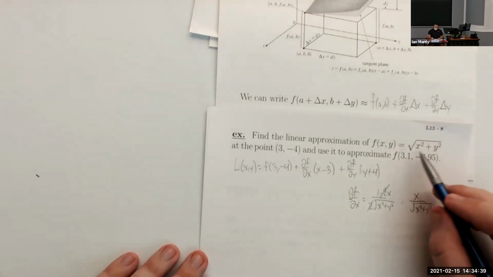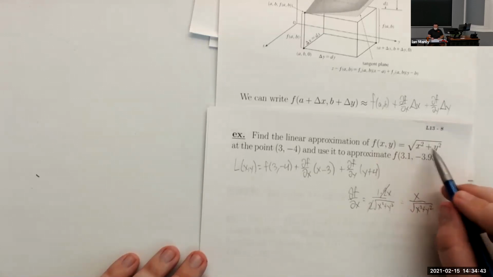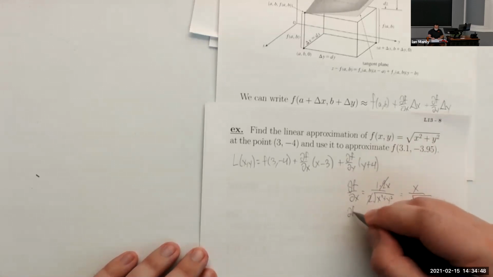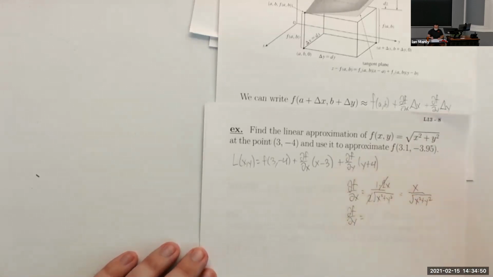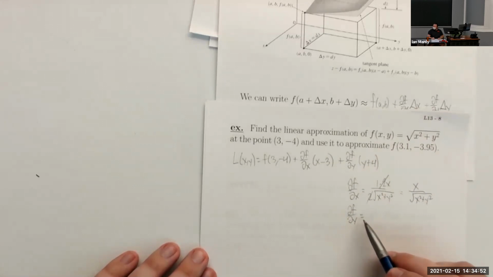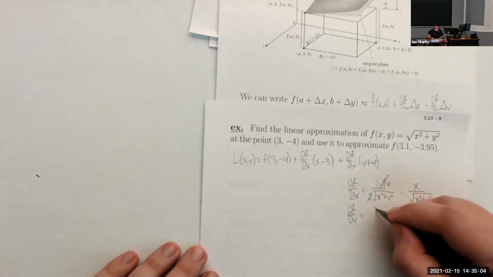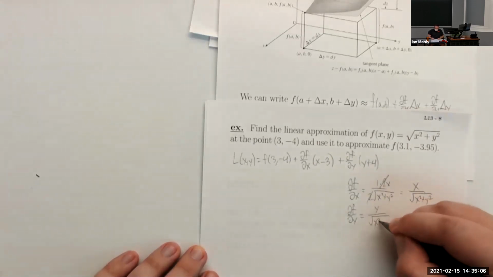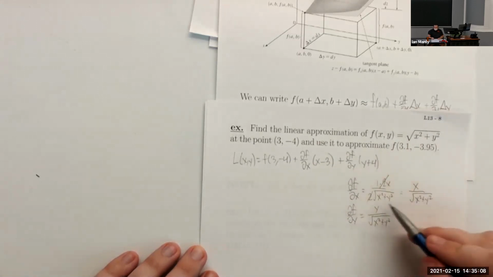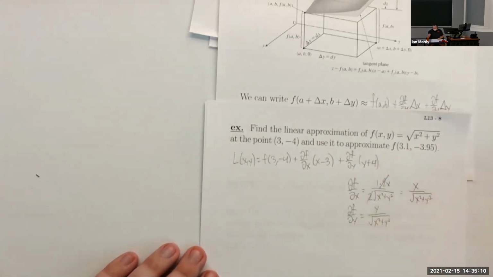Now, x and y are very symmetric in this function. If I flipped x and y as variables in here, this would not change at all. So with that in mind, if you just had to guess, what do you think the partial derivative of f with respect to y is? I guess it's kind of hard to type out. Yeah, someone in the audience said it. Yeah, that's right. So it's y over the square root of x squared plus y squared.